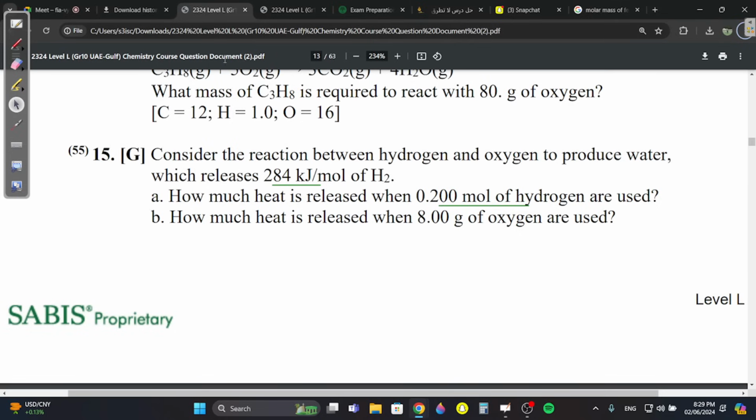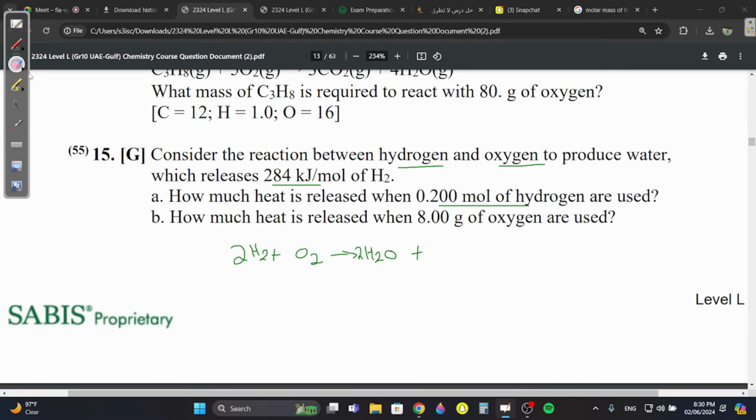How much heat is released when 8 grams of oxygen are used? For part B, you're going to have to write the equation. So hydrogen and oxygen to produce water: H2 plus O2 to produce H2O. Obviously, you have to balance it. Since you have two O2s here, you have to multiply this by 2. And since you now have 4 hydrogens, you have to multiply this by 2. Now that you have the reaction, we can add the energy at the end.